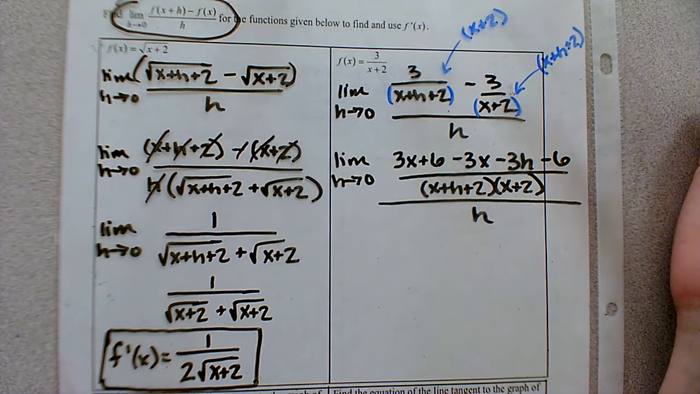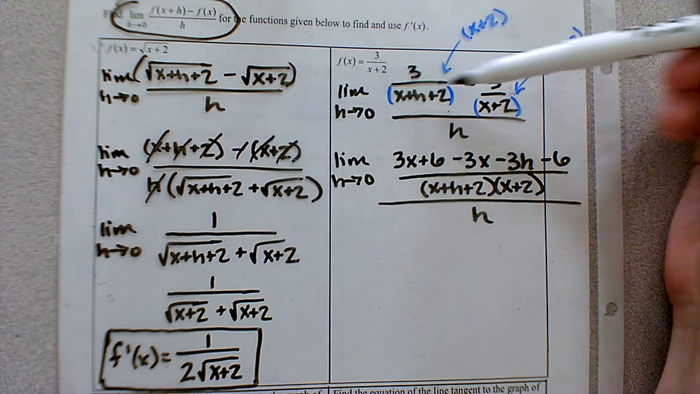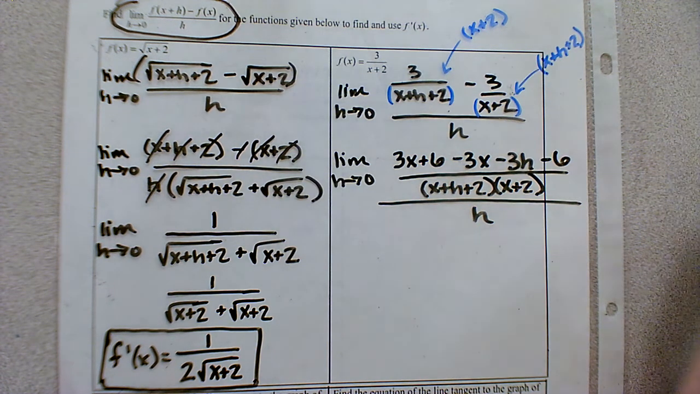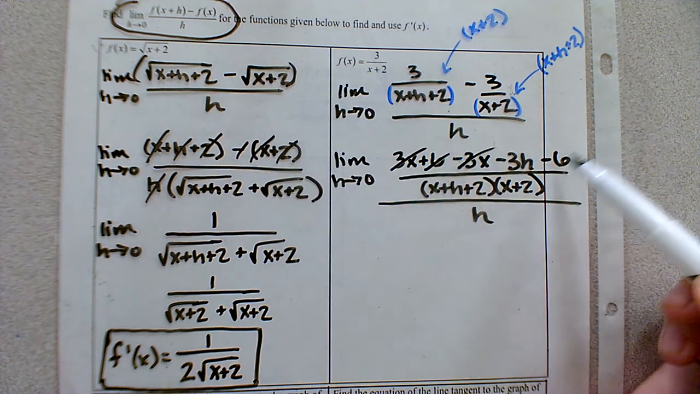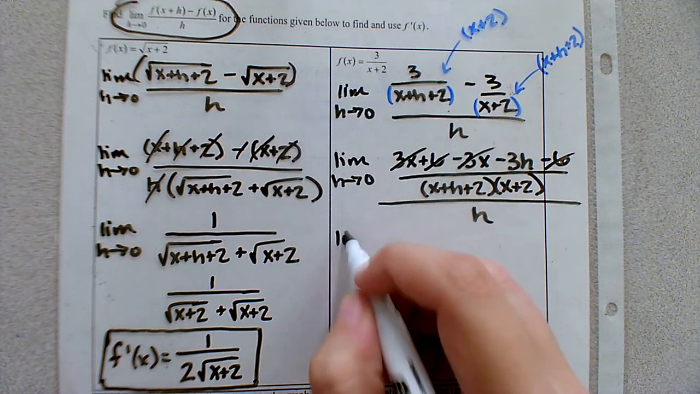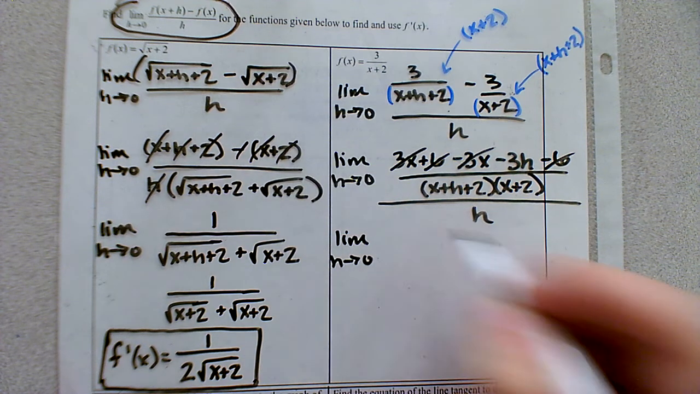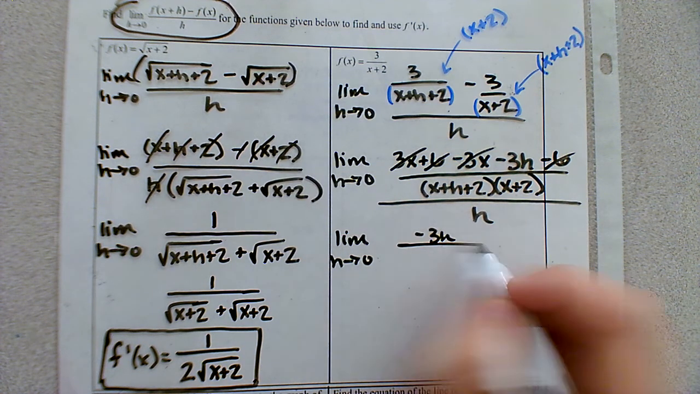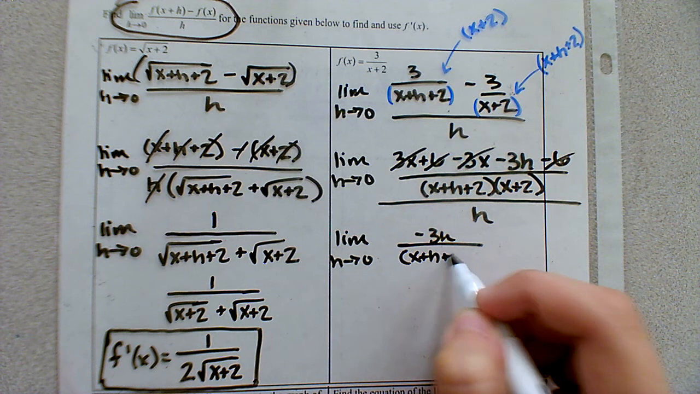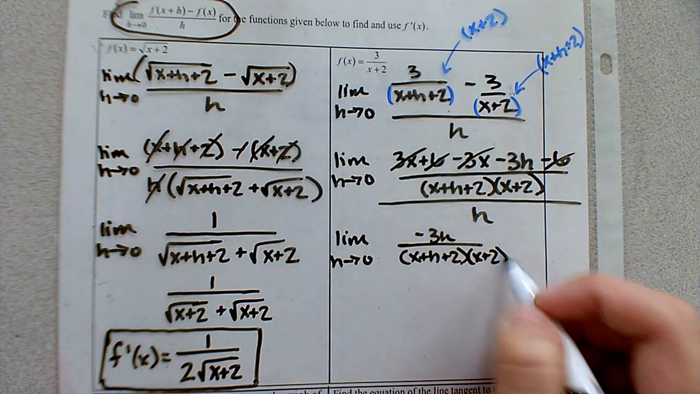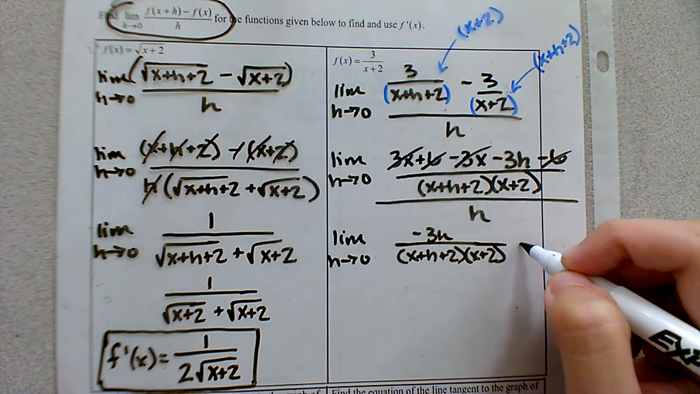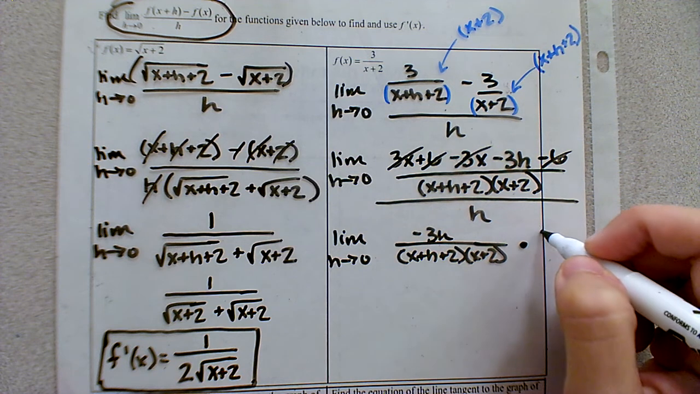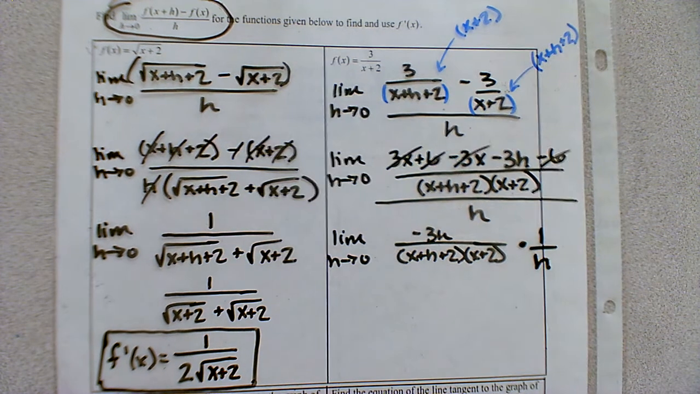It seems like a lot, but notice how we did simplify these two fractions, because now we only have one fraction left. Let's see if anything's going to happen. We have a positive 3x and a negative 3x, positive 6, negative 6. So that's nice. We're just left with a negative 3h over the common denominator. And perhaps instead of dividing by h, we can bring that up and multiply by the reciprocal of h, which would be 1 over h.